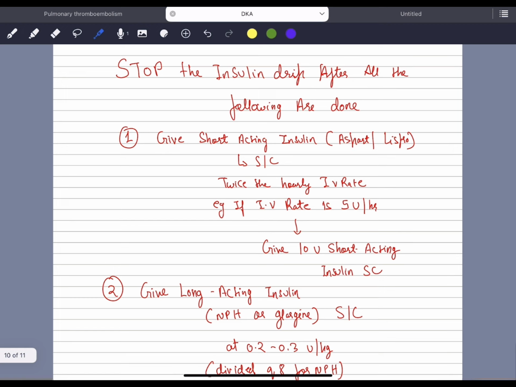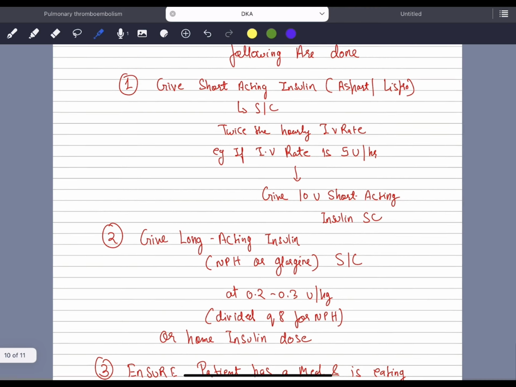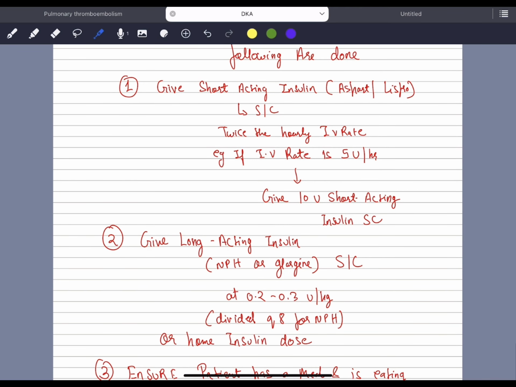Moving forward, stop the insulin drip after all the following are done. When we stop the IV insulin, the first thing we will do is give a short-acting insulin, Aspart or Lispro, subcutaneously, and the dose will be twice the hourly IV rate. Example, if the IV rate is set to 5 units per hour, then we will give 10 units of short-acting insulin subcutaneously while the IV infusion is running.